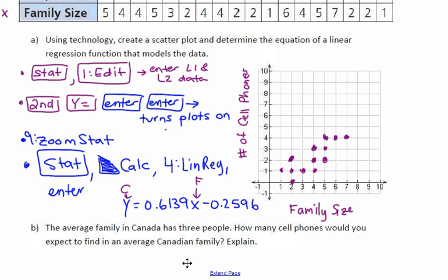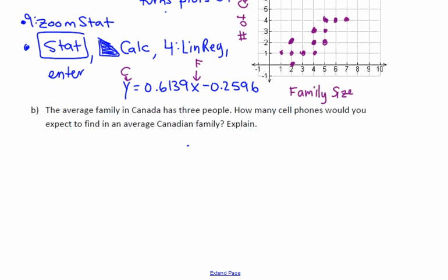The last part asks, the average family in Canada has 3 people. How many cell phones would you expect to find in an average Canadian family? We have an equation now. Could we use that? Plug in 3 into which value, x or y? We know there's 3 people. That would be the family size. That's our x value. Or we can use c. So c equals 0.6139 times 3 minus 0.2596.